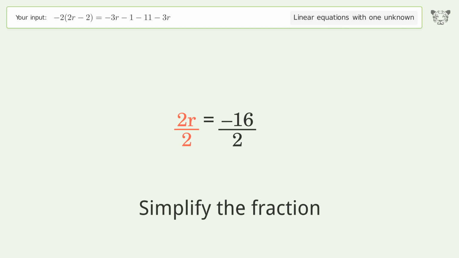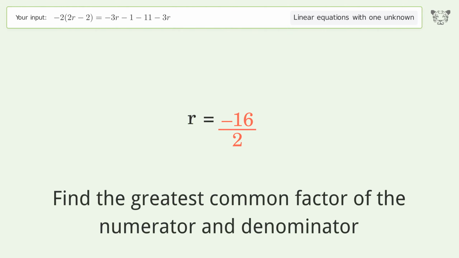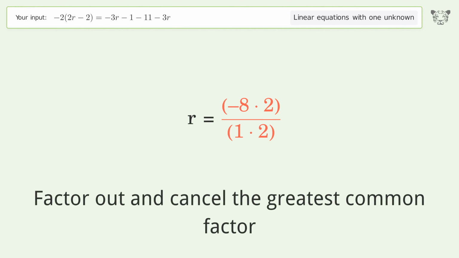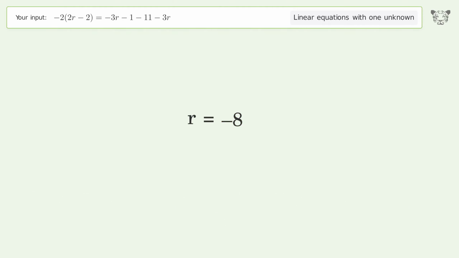Simplify the fraction. Find the greatest common factor of the numerator and denominator. Factor out and cancel the greatest common factor. And so the final result is r equals -8.